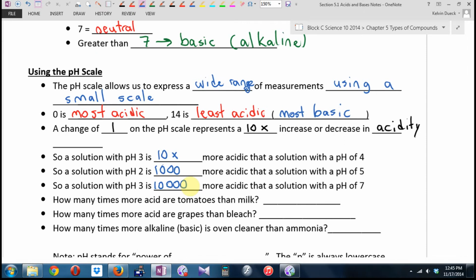So, a classic provincial exam question. How many times more acid are tomatoes than milk? What are tomatoes? pH what? 4. What's milk? pH what? Okay.